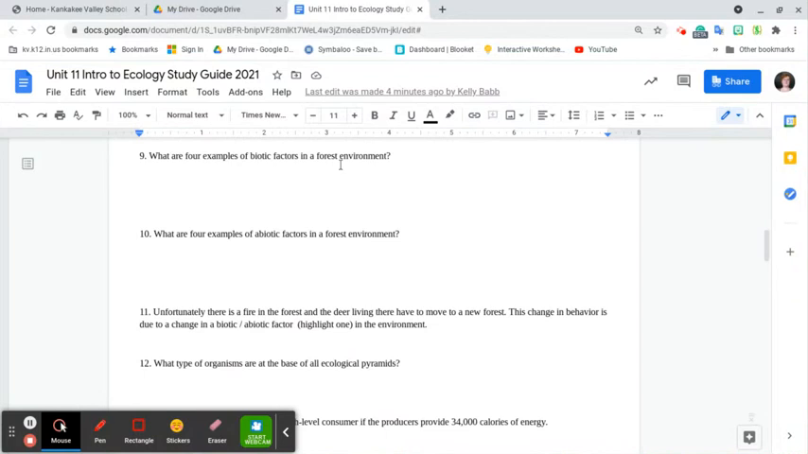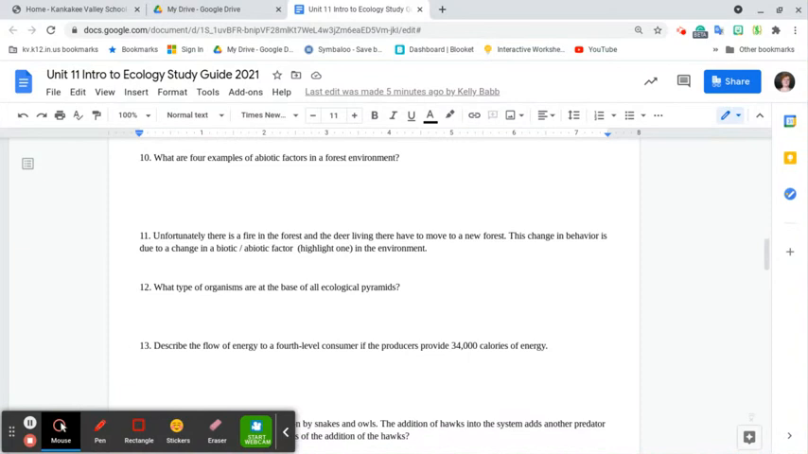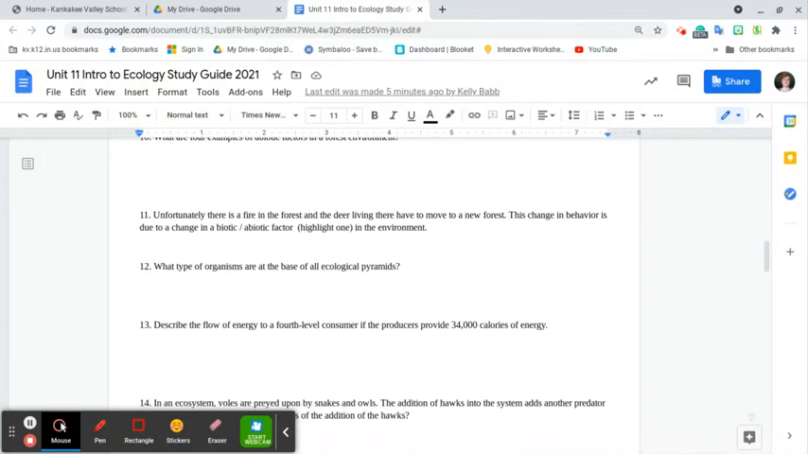4 examples of biotic factors in a forest. If I'm looking at a forest, the trees, the shrubs, the rabbits, and the owls would all be examples of biotic factors in a forest. What would the abiotic factors be? Well, the stream, which is water, the air, the rocks, and the soil would be 4 examples of abiotic factors in a forest environment.